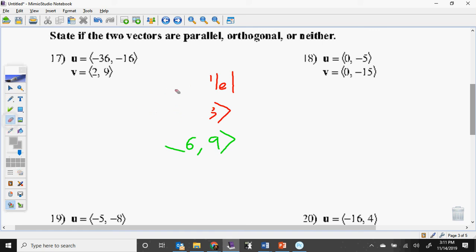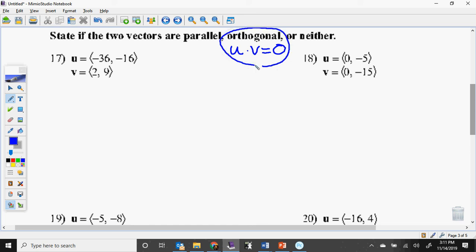If they are orthogonal, then the dot product has to equal 0. So orthogonal, dot product is 0. And if neither of those things happen, then it's neither. So let's go through and give it a shot.